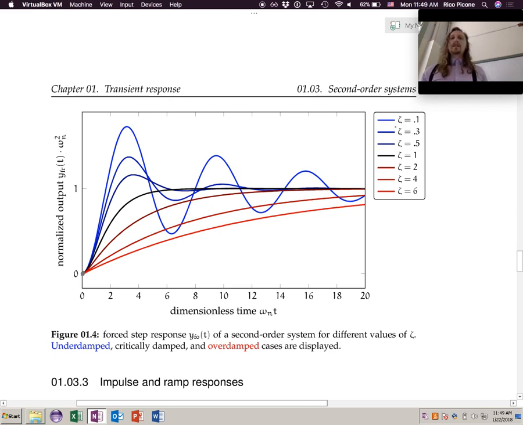Our different zeta values are given here. So zeta equals 0.1 is an underdamped case, right? Underdamped is going to oscillate and decay to the final value. And then as we increase the damping, it's going to oscillate less and less. Finally, we get to the critically damped case, where it doesn't oscillate, but just barely. And then we get to the overdamped case where it oozes.